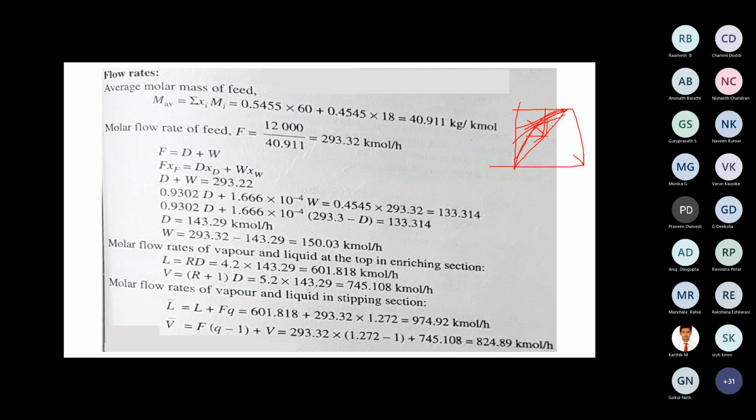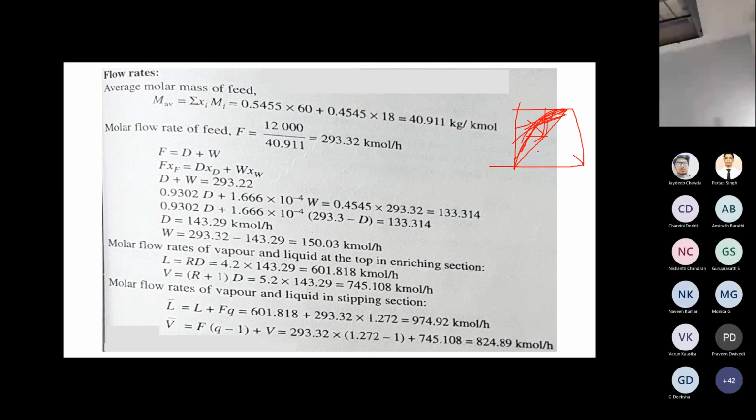So this gap will say how many stages you can calculate, because this is your equilibrium line. Now you have the operating line. In the McCabe-Thiele method, you have to go by the step method. So you can proceed and calculate the number of stages required in the stripping section and enriching section. Then you can also find out the feed stage. These are all the things that you have studied.